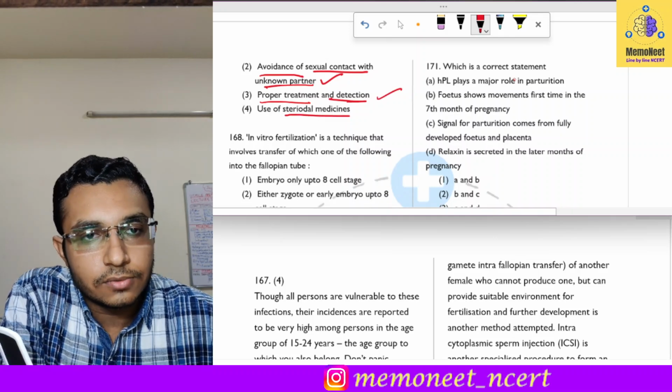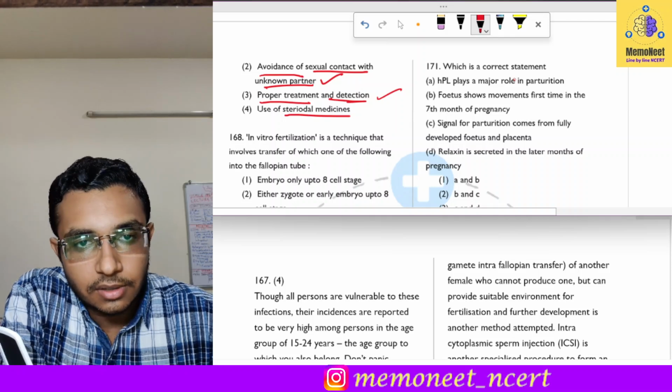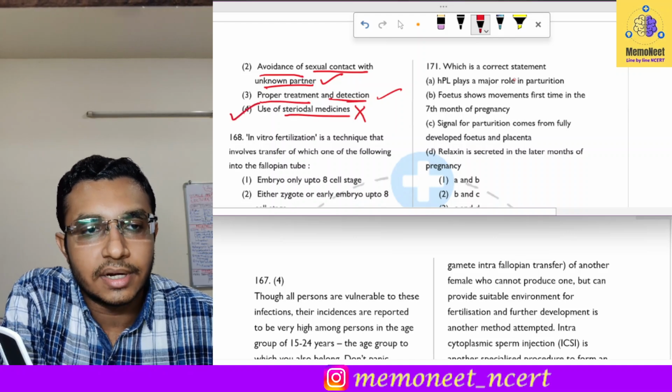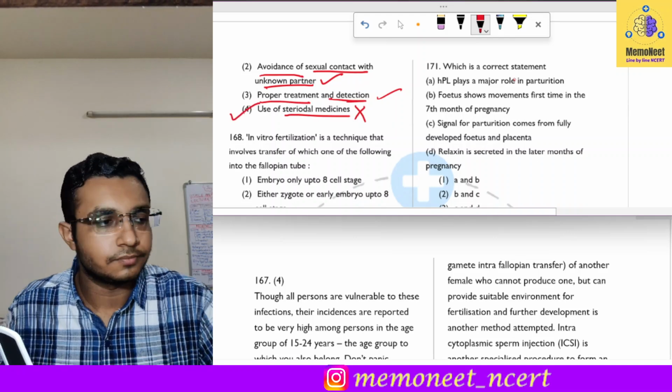Next is use of steroidal medicines. Now, use of steroidal medicine does not protect from sexually transmitted diseases. So the correct answer of this question is option 4.